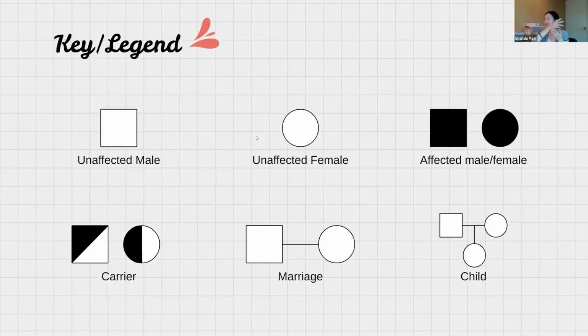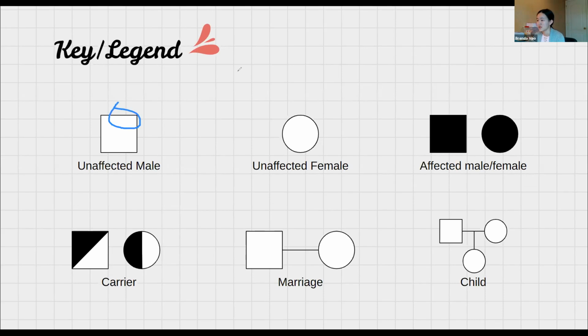Anyway, this is where we get to why some of them are black and why some of them are white. So this is the key or legend. If you see something on a map, there's usually a key in the corner that tells you a star is a capital, something like that. So that is what this is. The reason I separated these two, that's a bad circle, these two white shapes, is because all squares are male and all circles are female.